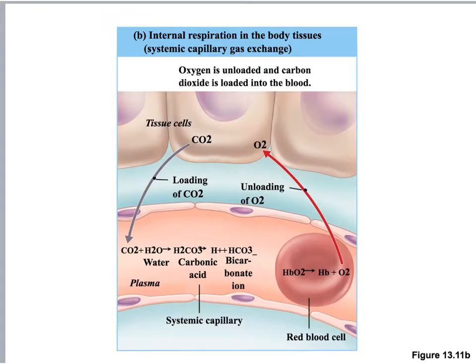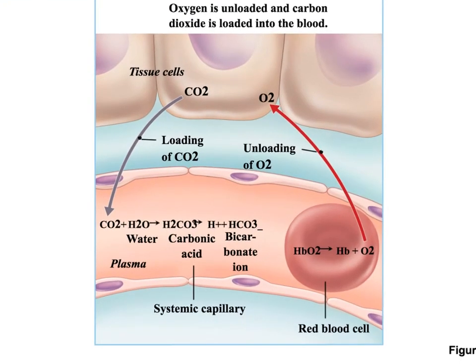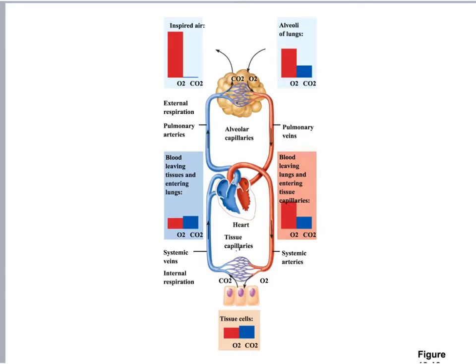All right, see this drawn out here. Tissue cells, right, diffuse loading of CO2 into the form, right, CO2 plus water forms carbonic acid, but then that's broken down into the bicarbonate ion, and then we go from oxyhemoglobin to deoxyhemoglobin, and the oxygen is unloaded to body cells. This all happens within the systemic capillary.